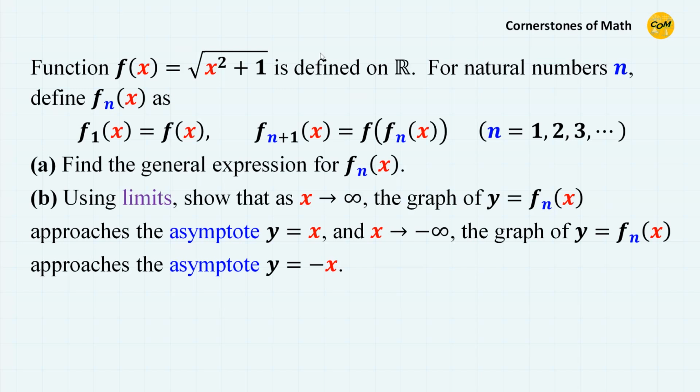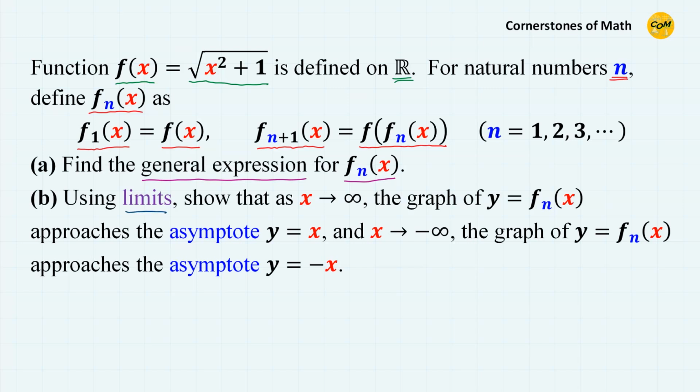Today we are going to solve the following problem. Function f(x), which is square root of x squared plus 1, is defined on the set of real numbers. For natural numbers n, define function f_n(x) as follows. The function f_1(x) is simply given as f(x), and for all natural numbers n, f_{n+1}(x) is defined as f of f_n(x).